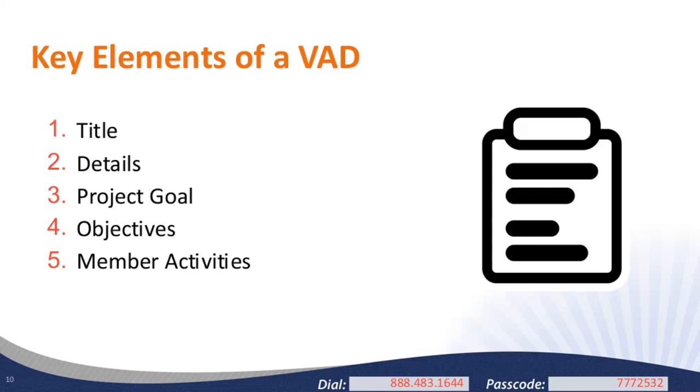The VAD requires you to input project details such as the project name, project period, number of members, and other information. Much of this information can be found in your project application. And conveniently, your project application is available within your organization's eGrants account, so you can easily copy and paste the appropriate content. So now we're going to go ahead and take a look at the project goal, the first element here.